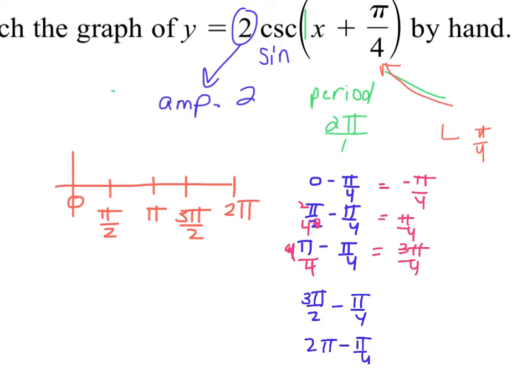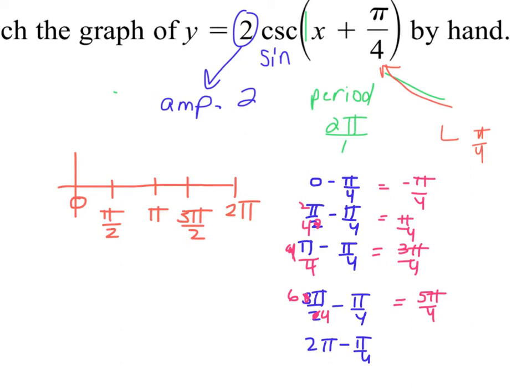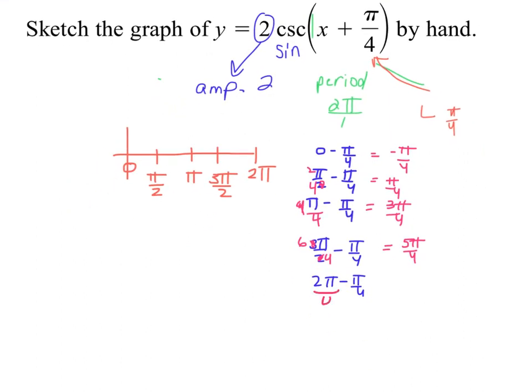Good. Change this to fourths. 6 pi minus 1 pi is 5 pi over 4. Good. And then the last one. Change this to fourths. 8 pi minus 1 pi is 7 pi over 4. Okay, nothing new. We've done that before.